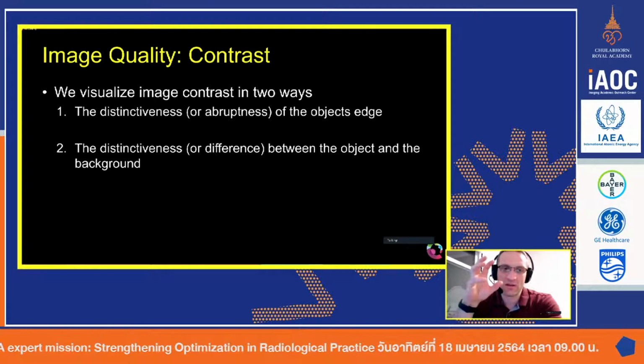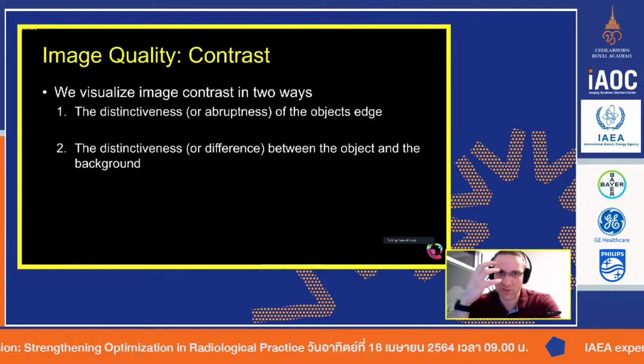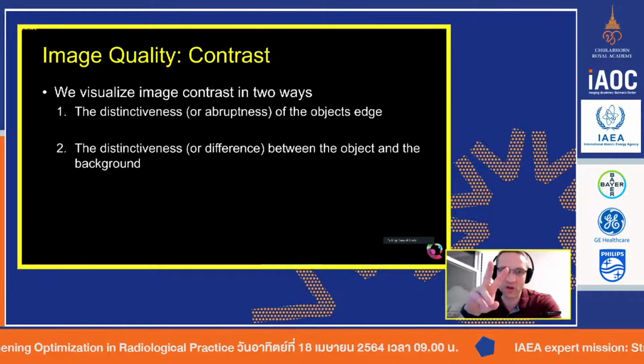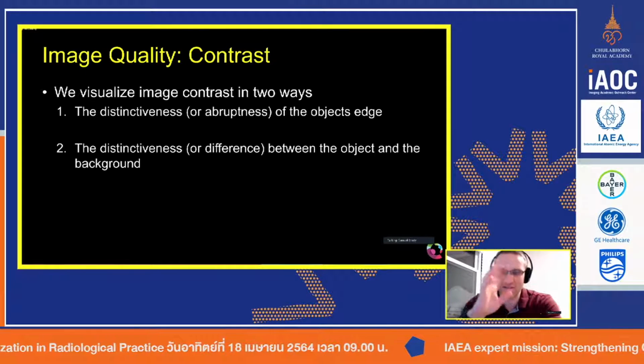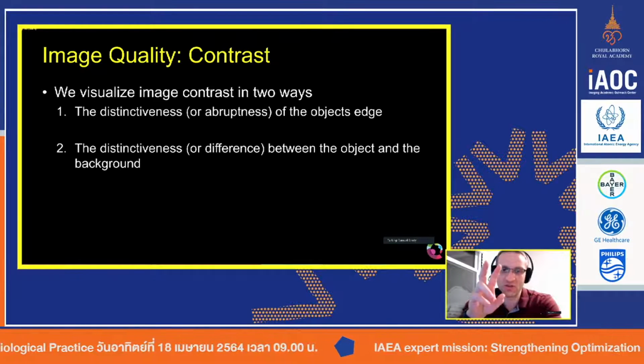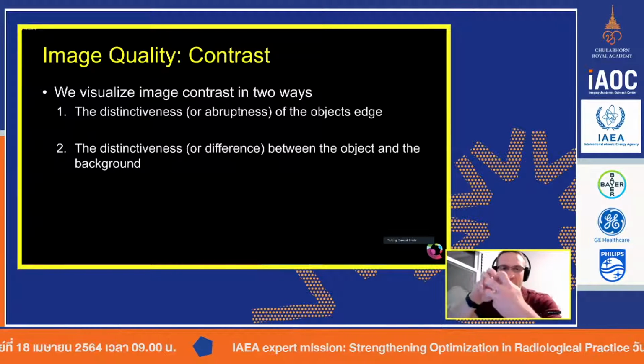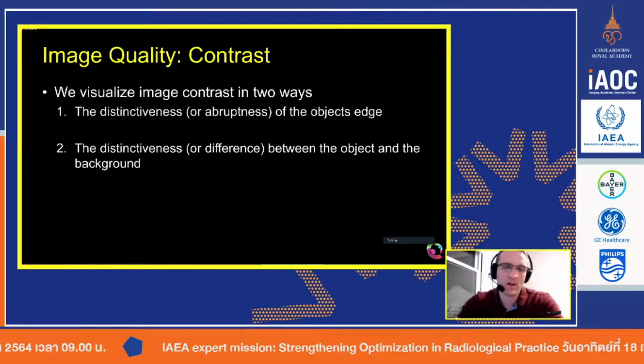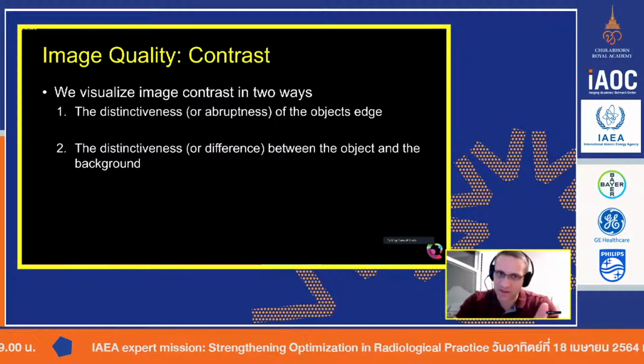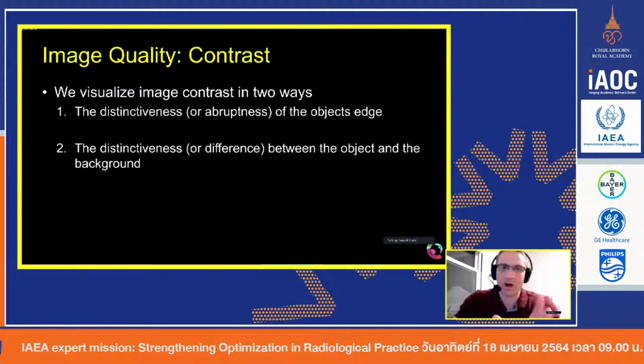As humans, we basically see contrast in two ways. One is the distinctiveness of the edge, and two is the distinctiveness, or the difference, between the object and its background. And we kind of talked about this. We didn't name it. We didn't call it a Mach band effect.